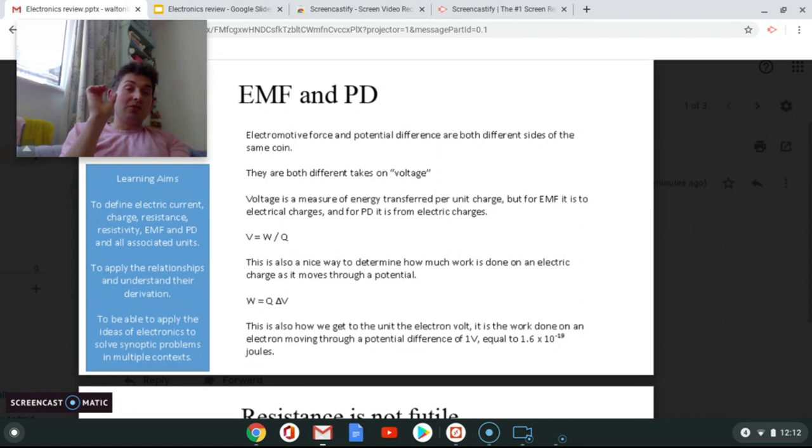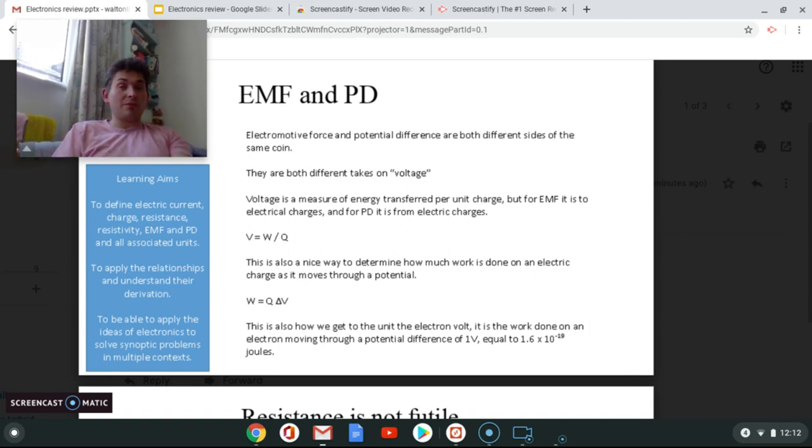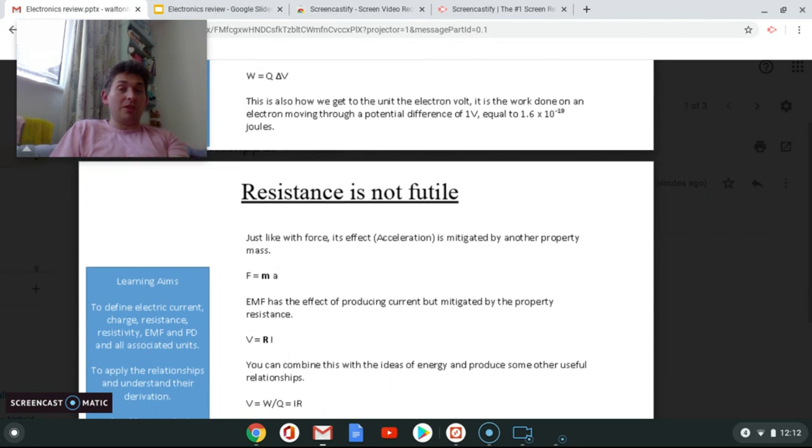So we get this nice equation that voltage or potential difference is equal to work done per unit charge, or energy transferred per unit charge. It's also a nice way for us to determine the work done on a charge moving through a potential, which is work done equals the magnitude of that charge times the change in potential that it moved through. And that's also how we get to the electron volt. An electron moving through a volt does 1.6 times 10 to the minus 19 joules of energy. And there you go. That's an electron volt. Useful unit for dealing with tiny energies.